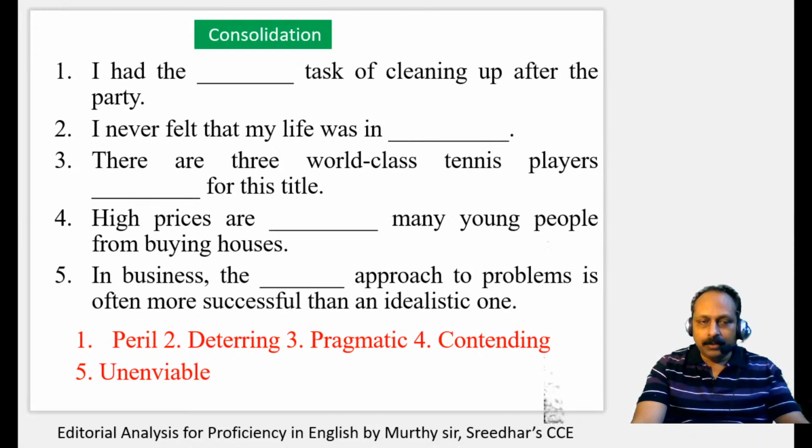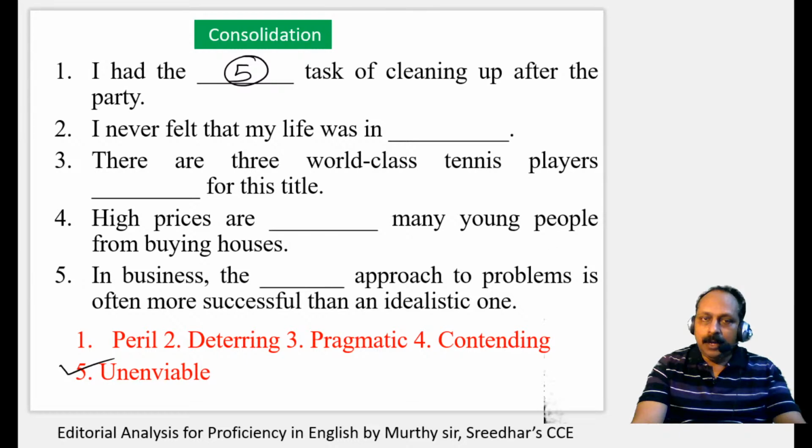I had the what? Pragmatic task? No. Answer is unenviable task. The fifth word is the answer. That's right. Krishnaveni has got it right. Unenviable. After that, I see Sandeep, Rajshekhar. Unenviable task of cleaning up after the party.